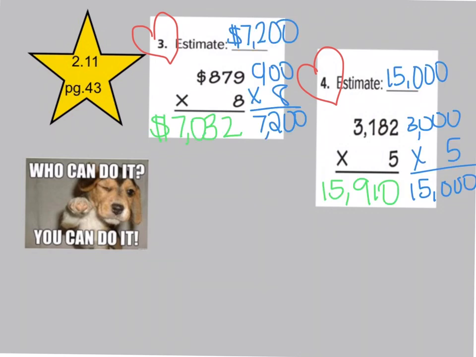All right, everybody, go ahead and check your answers. You should have gotten 7,200 for your estimate, 7,032 for your real number. Number 4, you should have gotten 15,000 for your estimate, 15,910 for your real product. Make sure you are correcting any mistakes, and if you have any questions, make sure to put a little question mark by it, and we can talk about it tomorrow in class.